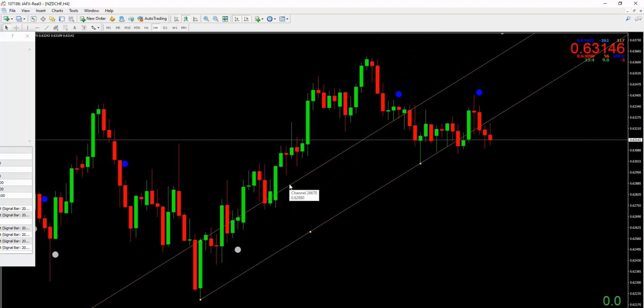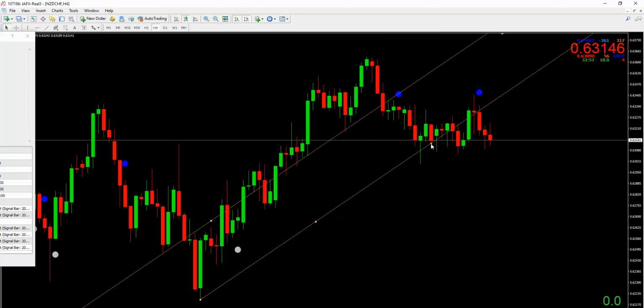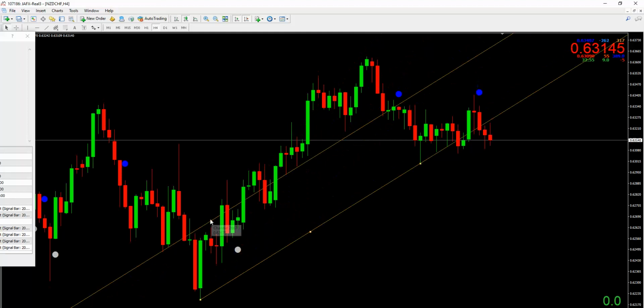You can see this is a demand zone, as it were. It's a supply and demand zone, or what you might loosely call support and resistance. You could then come to Insert, Shapes, Rectangle, and draw what might be a support and resistance zone or area. Let's just do that.